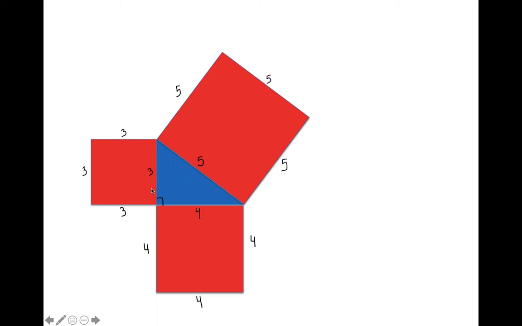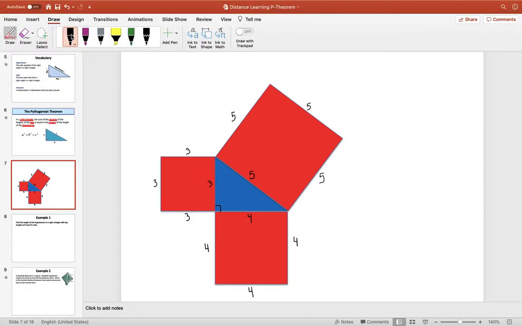So if that's true, based on what we know about the Pythagorean theorem, I'm going to go ahead and turn on my pen real quick here. We know that a squared plus b squared should equal c squared. So let's go ahead and replace a, b, and c with some numbers. We know that a is 3 squared. We know that b is 4, so we're going to square that. And we know that c, or the hypotenuse, is 5 squared. So if this were to work, the sum of these two squares should equal 5 squared.